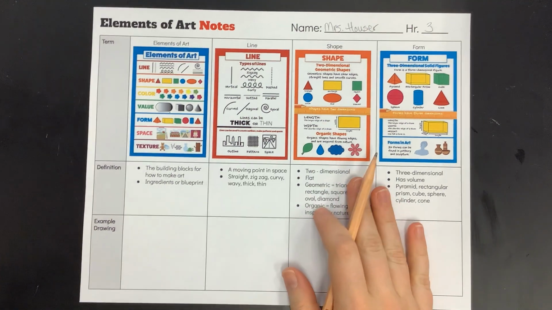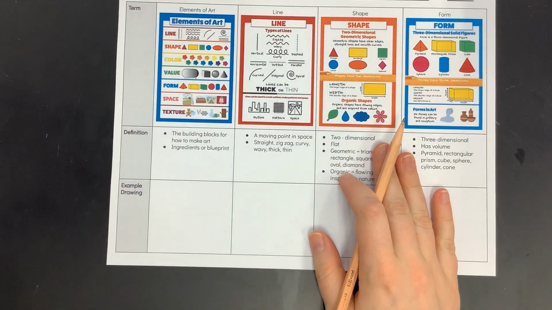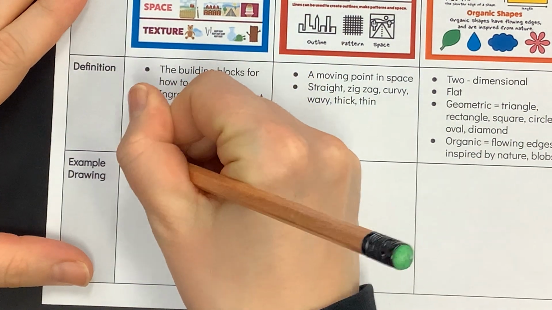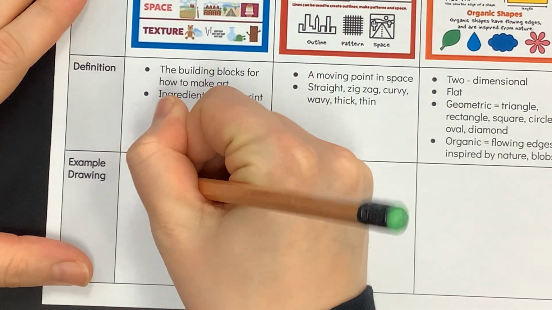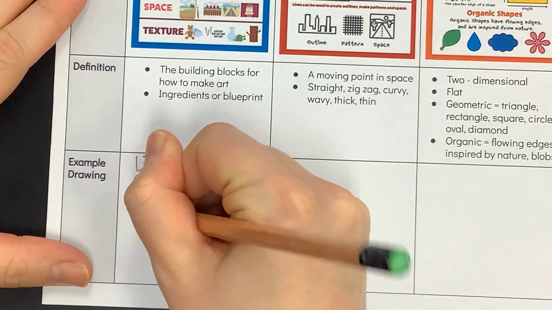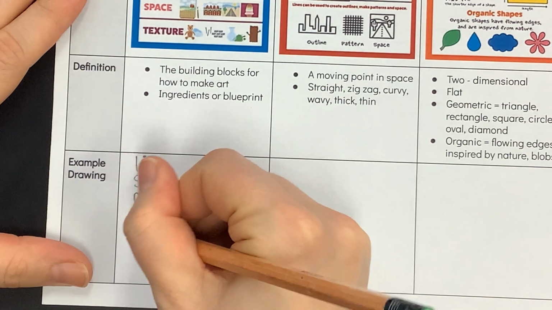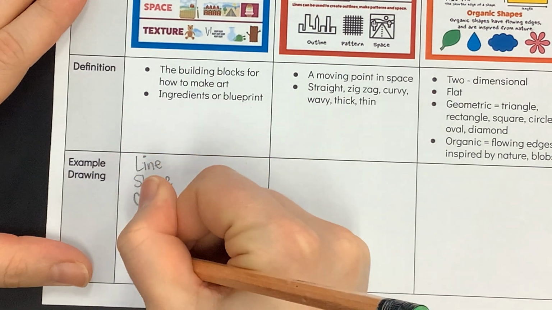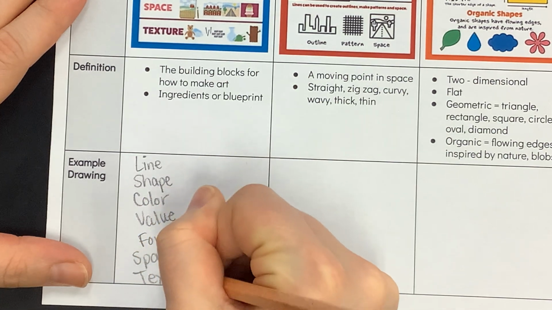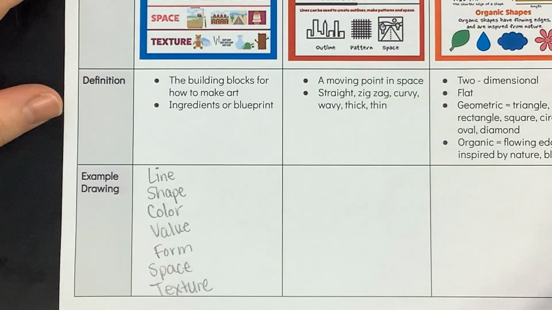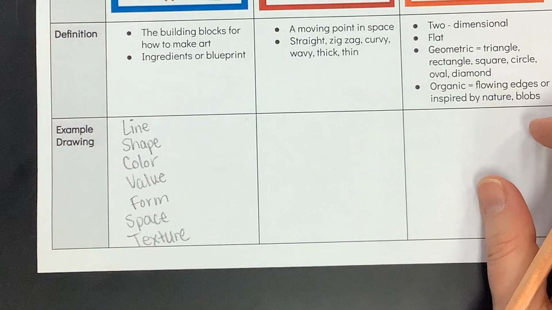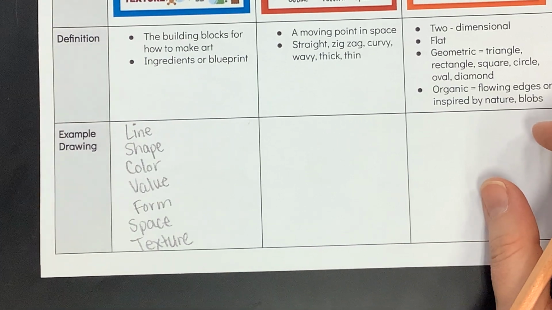So for our example drawing, it's just very simply just going to be to rewrite those. I'm going to kind of zoom in here. So just starting at the top, I'm writing down line. You can follow right along and do this with me. Shape, color, value, form, space, and texture. Okay. So in the art world, again, that's what we use to help build and make our art.